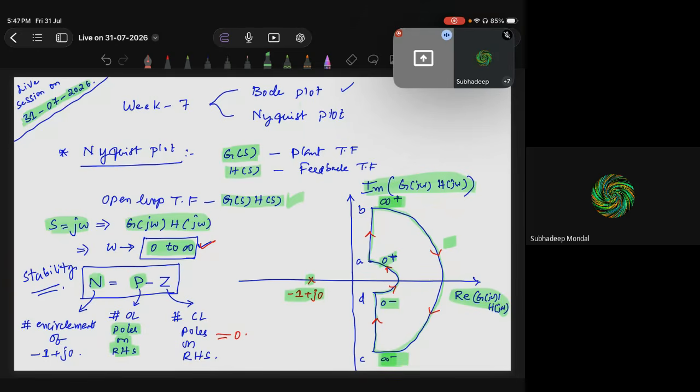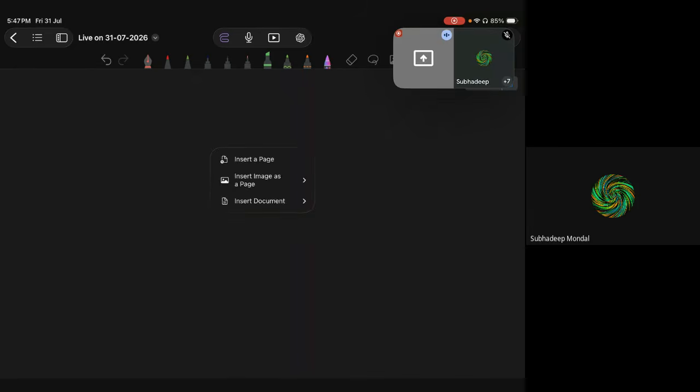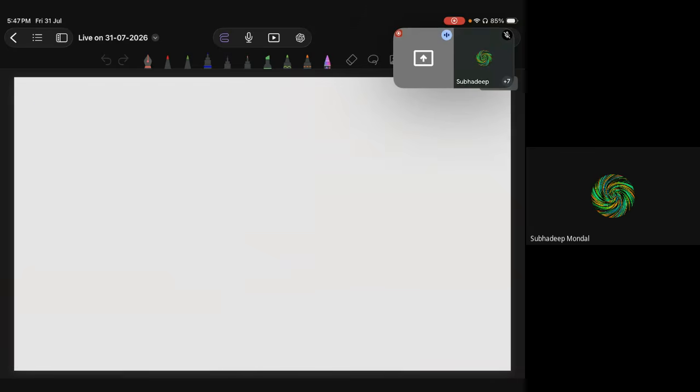So how many poles are on the right hand side? Then finally we will find Z. Our usual requirement is Z should be 0. We don't want any poles on the right hand side for the system to be stable. If Z is non-zero, we say that the system is unstable based upon the values of N and P. Is this clear? Any doubts? If there are no doubts, we'll check the example. If you have any doubts, you can ask. Okay, so let's check the example.